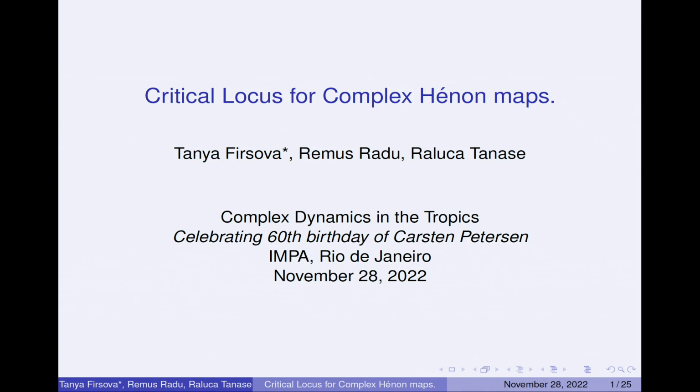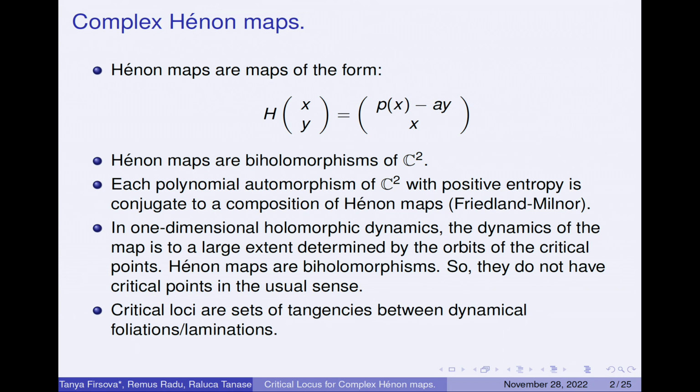I'm going to talk about critical loci for complex Henon maps, and let me remind you what complex Henon maps are. A complex Henon map is a biholomorphism of C2 that's given by the formula (x, y) ↦ (p(x) − ay, x). And it's a biholomorphism. There is an inverse. And it is, in fact, a typical biholomorphism of C2 in the sense that if you take a biholomorphism of C2 with positive entropy, then by Friedland-Milnor, it's conjugate to a composition of Henon maps.